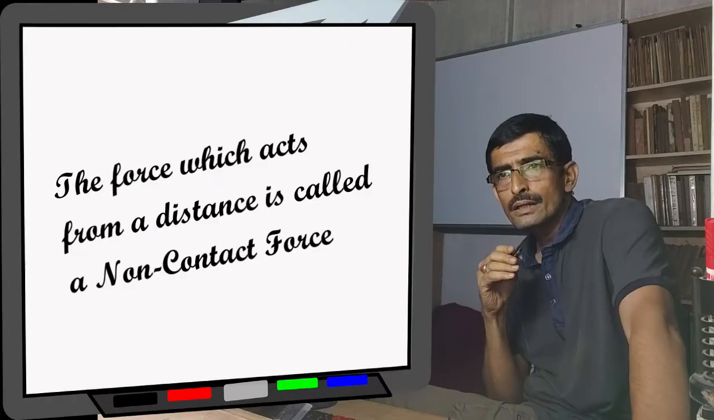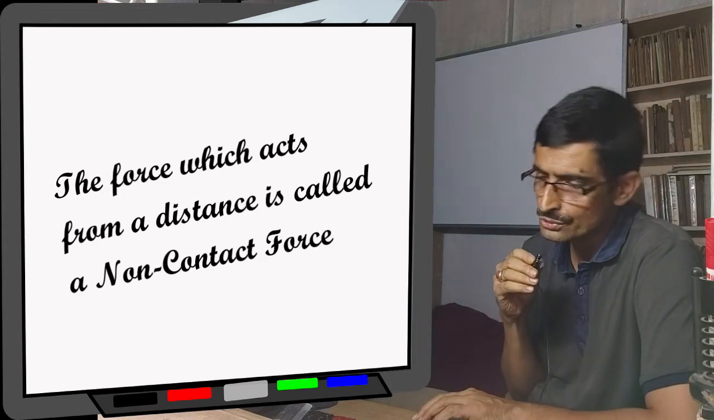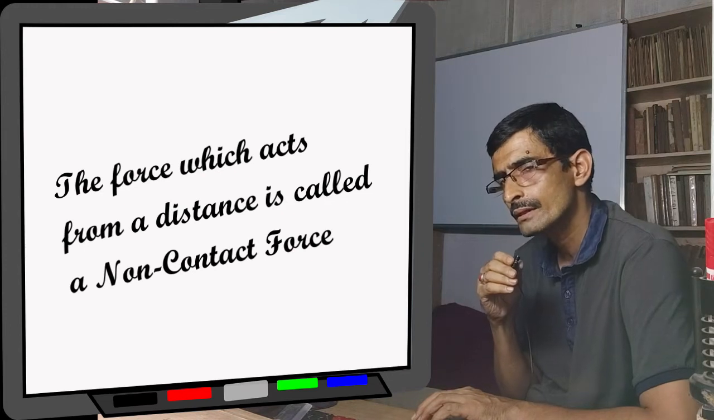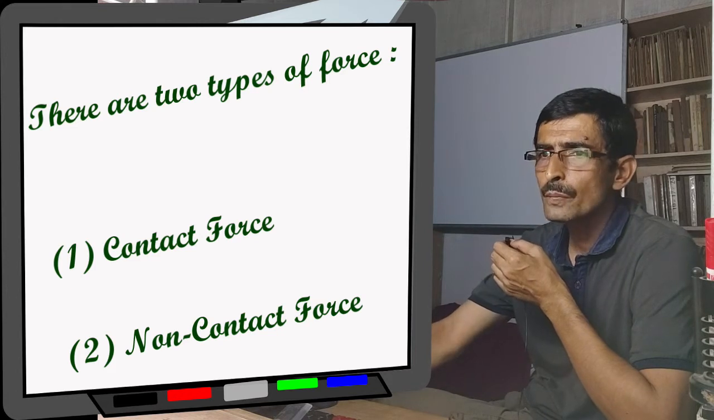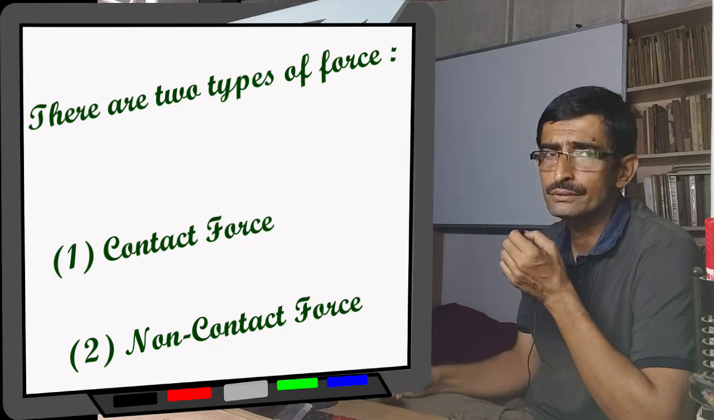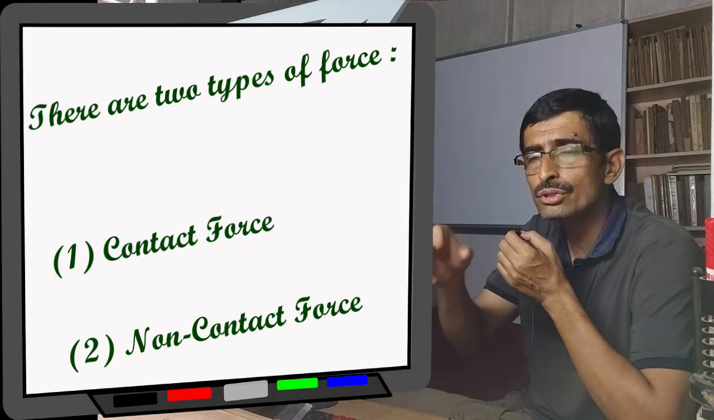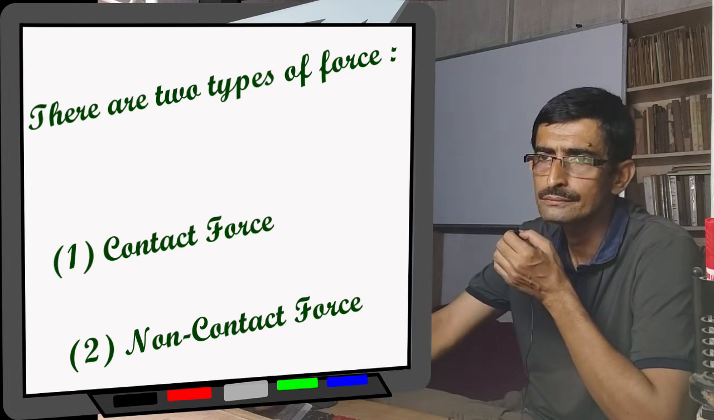No. Therefore, we can conclude that an object may have an impact on the other even if they are kept at a distance. This force which acts from a distance is called non-contact force. So we can classify forces into two types: contact force, what we have learned in the previous video, and non-contact force, which we have learned in this video.